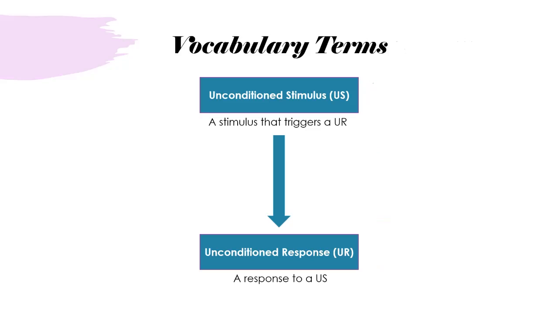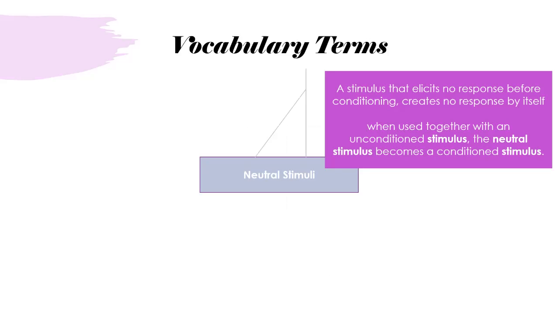The unconditioned stimulus, US for short, is a stimulus that is unlearned and that naturally, automatically triggers a UR. The unconditioned response, shortened to UR, is the unlearned, naturally occurring response to the US. The neutral stimulus, or NS for short, is essentially by itself. It does not create a response, unlike the conditioned and unconditioned stimuli. The appropriate definition of the neutral stimulus is a stimulus that elicits no response before conditioning. It creates no response by itself.